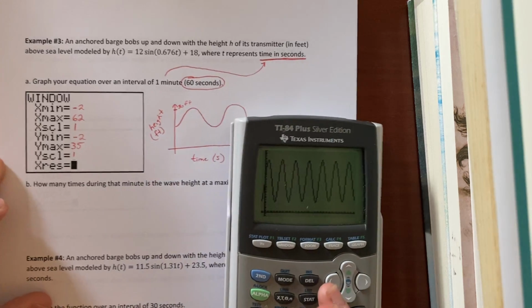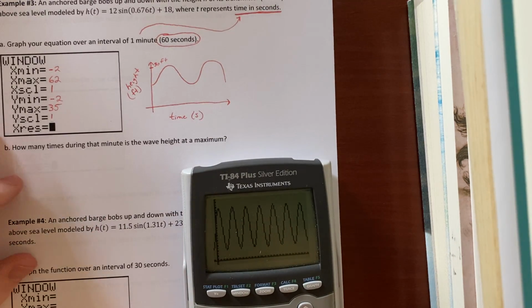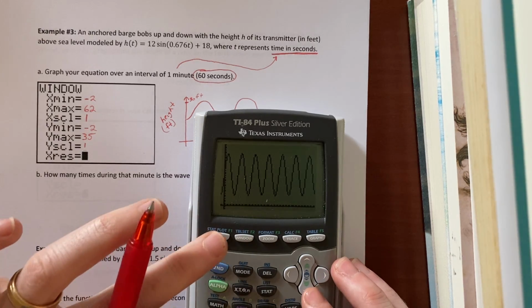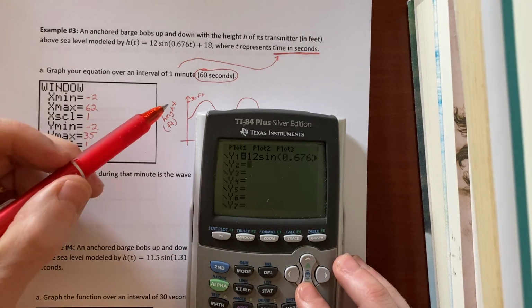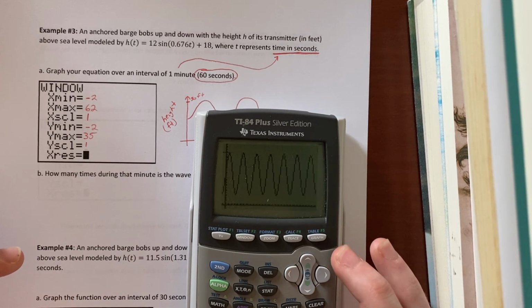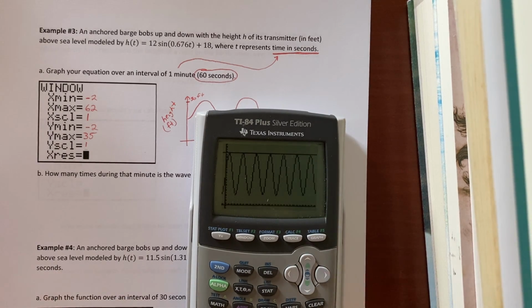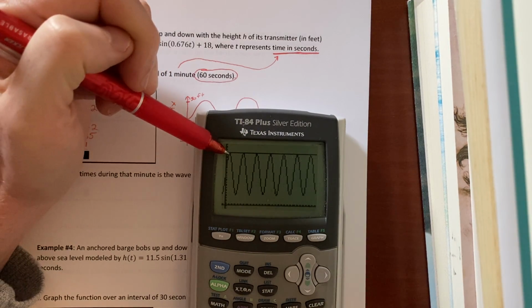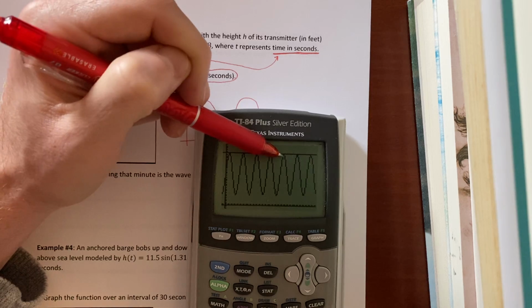So it says how many times during that minute is the wave height at a maximum? All right, so you don't have to do this, but I'm just going to show it to you. If you go to y equals, I know that my maximum height was 30. So if I just type in a horizontal line of 30 and I press graph, I'm basically just going to count all of the intersection points over this time period. So it looks like I have 1, 2, 3, 4, 5, 6, 7.